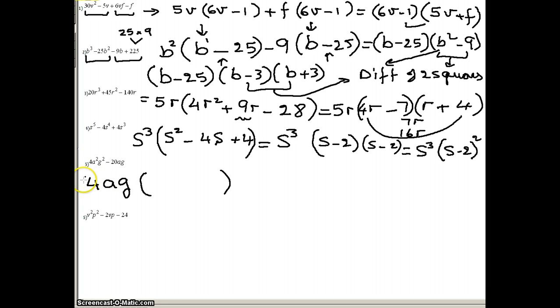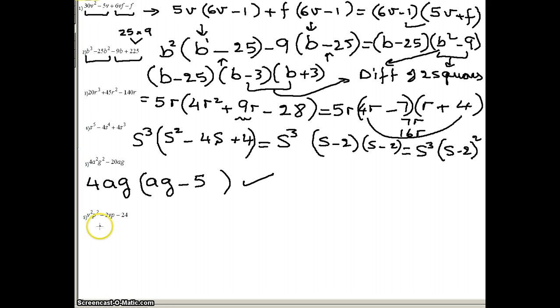What's the number you multiply by 4ag to give you 4a squared g? That's ag. Because a times a is a squared, g times g is g squared, and then 4. Minus, what's the number you multiply by 4 to give you 20? That's 5. a is already here, g is already here, so we're done. 4ag times (ag minus 5).